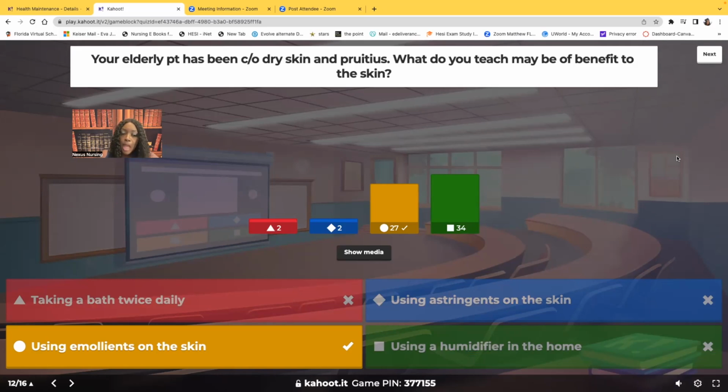Come on. But emollients such as creams, lotions, that is going to keep the patient's skin moisturized. It's going to help reduce the dryness. We're not going to tell them to take a bath twice daily because, number one, they're elderly, so their skin is very dry. That water is only going to make the skin even drier. We're not going to tell them to use astringents. Astringents are harsh on the skin, right?